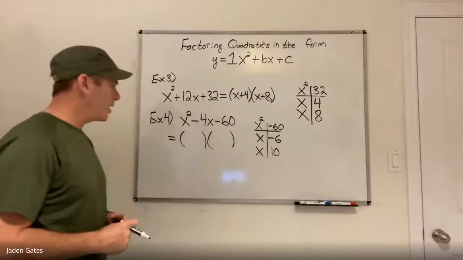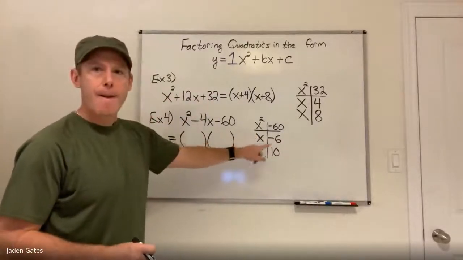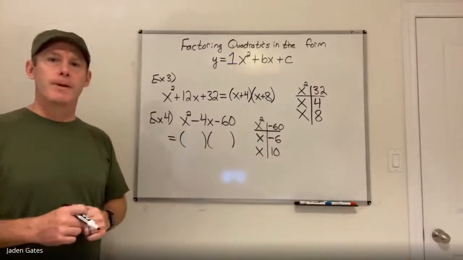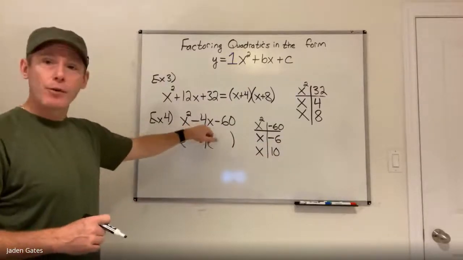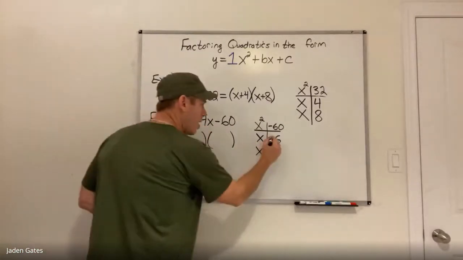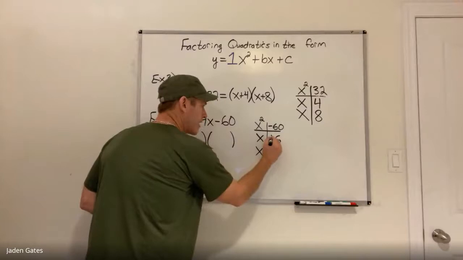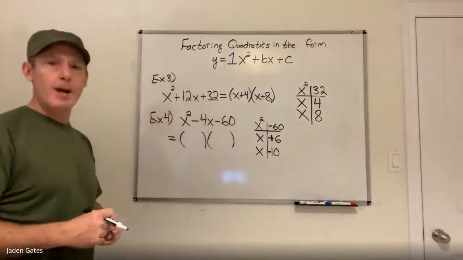All right, let's check it out. 10 times x is 10x minus a 6x. That's a positive 4x. We need a minus 4x. So we got the right numbers, wrong sign. So here's what I'm going to do, just like I did that first example. I'm going to change that negative 6 to a positive 6 and change that 10 to a negative 10.